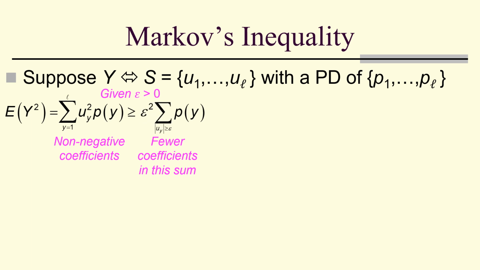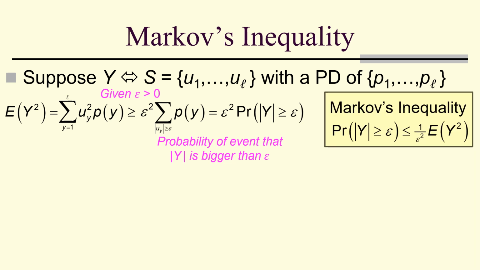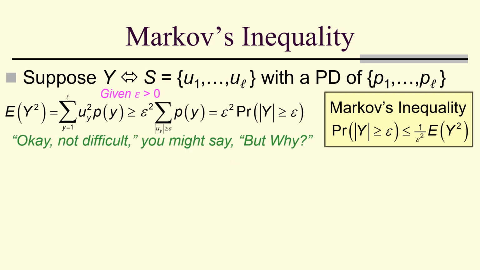We can factor out the epsilon squared, but notice now this is the probability of the event that absolute Y is bigger than epsilon. So we get epsilon squared times the probability absolute Y greater or equal to epsilon. And this is known as Markov's inequality. We divide through by epsilon squared, and we get the probability of absolute Y greater or equal to epsilon is less than or equal to 1 over epsilon squared times the expected value of Y squared.